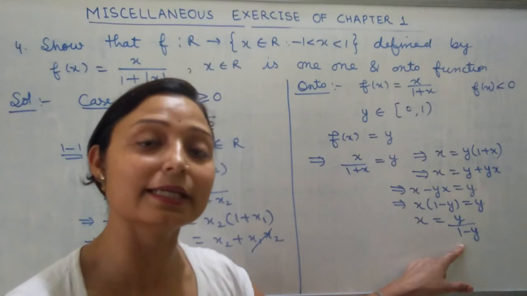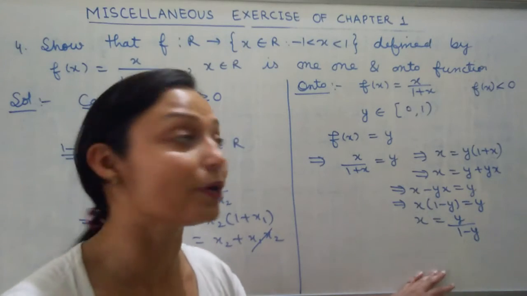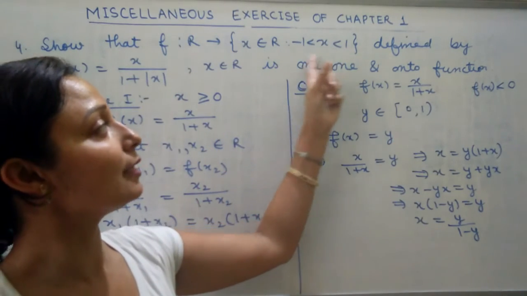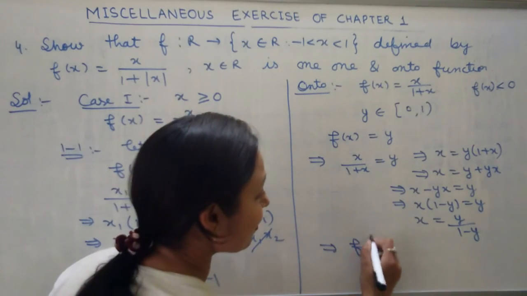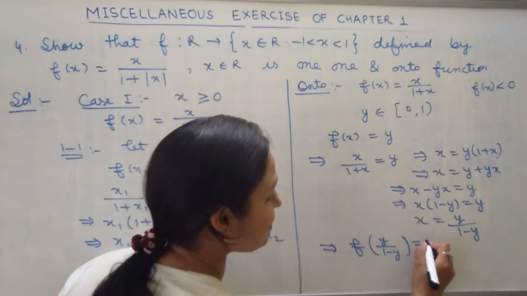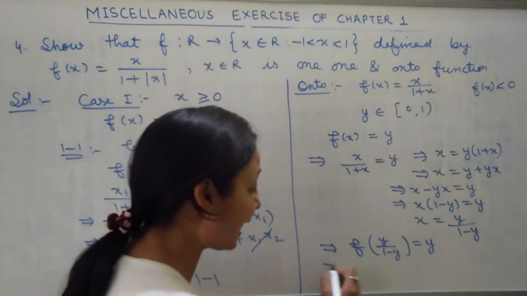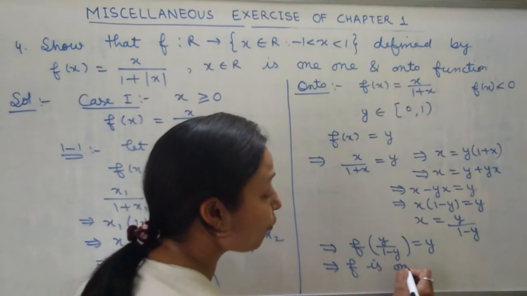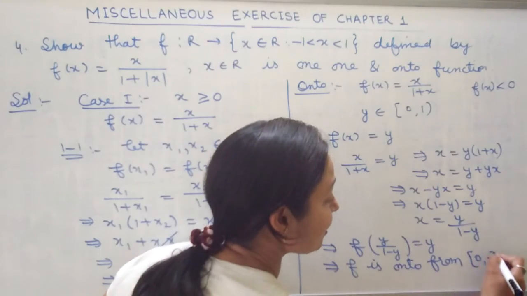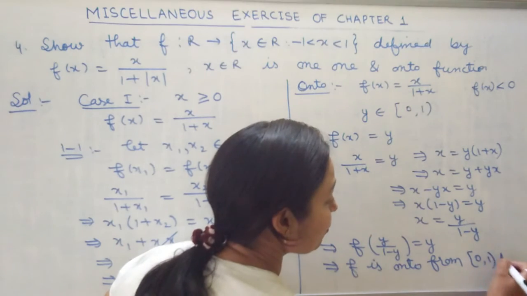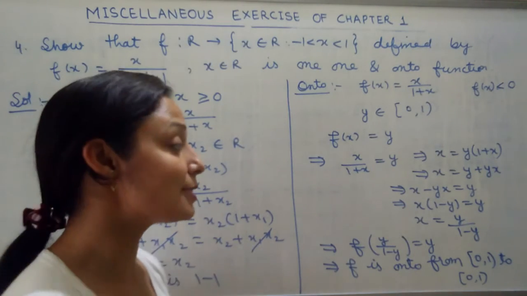y may be equal to 0 but not equal to 1. That means the interval is given only from 0 to 1, so I have to take these values. This implies f of y upon 1 minus y is equal to y. That means if I take any number, its pre-image is also present in the form of y. That means f is onto from 0 to 1, not including 1, to 0 to 1. I will not take the equality sign with 1 because it becomes infinity.